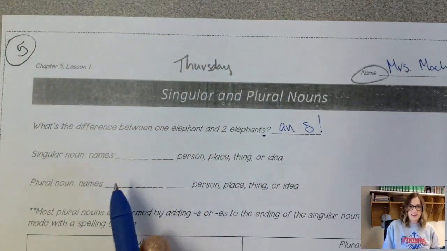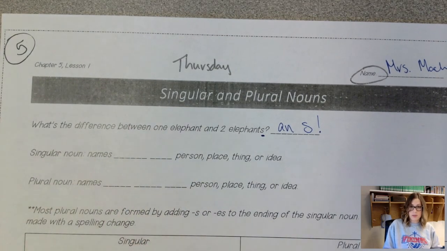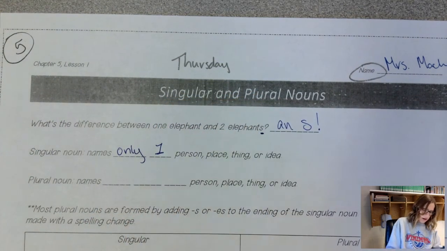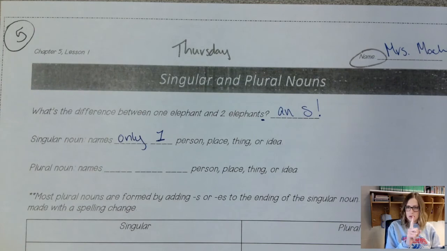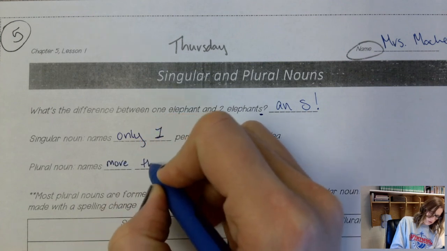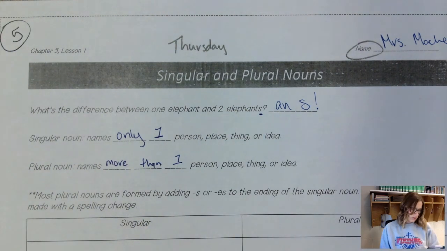So a singular noun names only one person, place, thing, or idea. So put only one. Singular, 1. Plural names more than one. Okay, so singular, there's only one. Plural, there's more than one. So 2, 3, 4, 5, 200, 5 million, anything more than one.